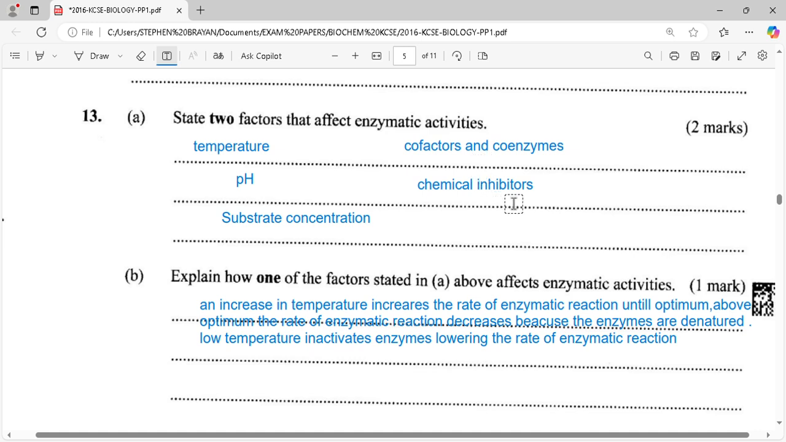But chemical inhibitors inhibit the rate of enzymatic reaction because inhibitors compete with enzymes for active sites. Hence, they lower the rate of enzymatic reaction.